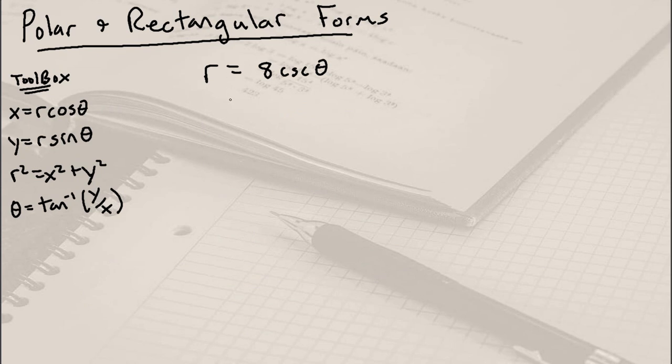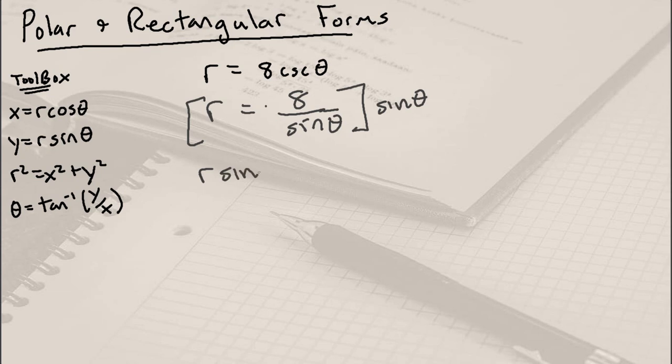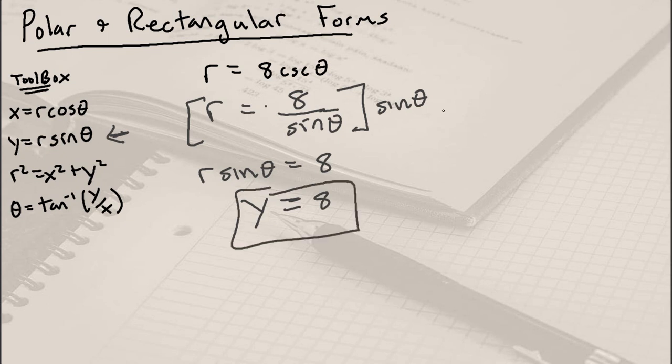This one we might think would work like the last one, but we need to remember that cosecant is the reciprocal of sine. So this one actually works easier than the previous one. This is looking close. I'm going to go ahead and clear my fraction by multiplying by sine. And I'll get r sine theta equals 8. Well, that's just y. So right here, y equals 8. That's just a horizontal line. Pretty simple. But when we graphed these, we saw that with reciprocal functions they form straight lines on our polar graph.